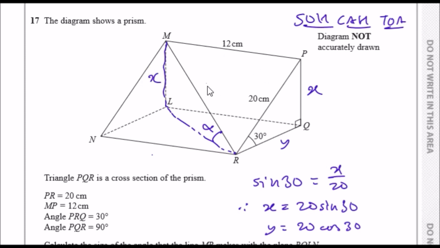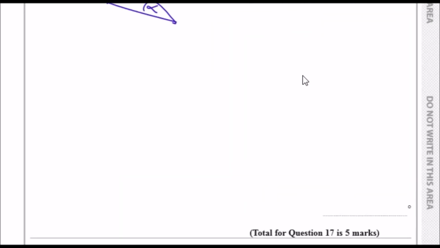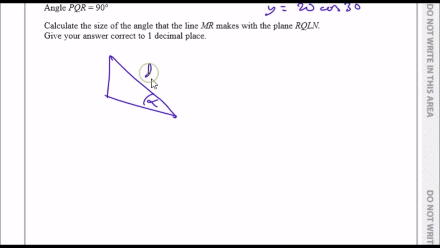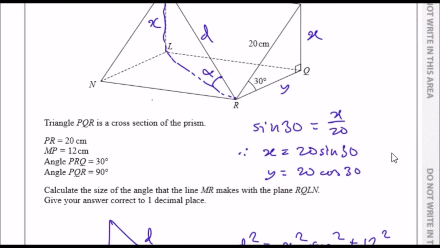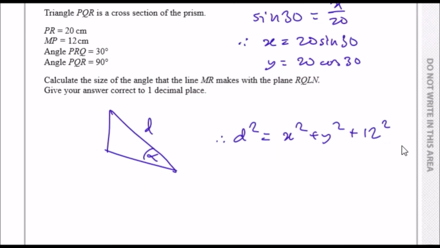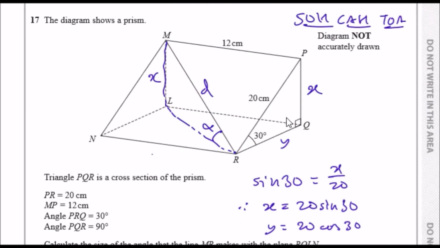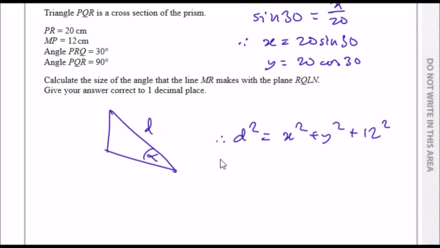Now the diagonal length, let's call this d, the big diagonal. That's basically y squared plus x squared plus 12 squared, which will give us d squared. So d squared equals x squared plus y squared plus 12 squared. We know what x squared and y squared are. It's just the square of these two, and we can find the value of d. So let's do that now.